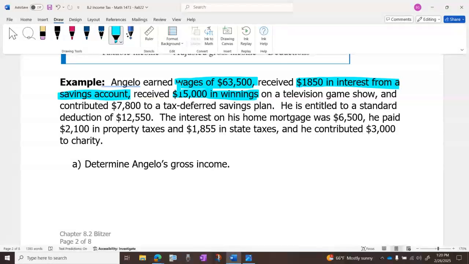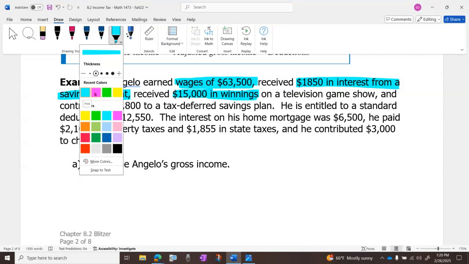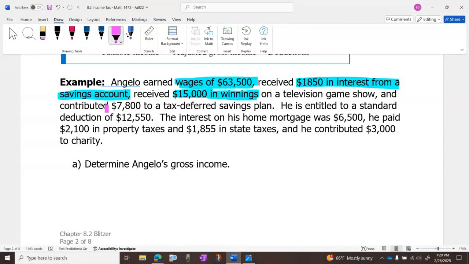And contributed $7,800 to a tax deferred savings plan. Okay, let me highlight this in pink. That is an adjustment. That is not his income. So we can pause here. The rest of the information is related to his deduction. We have all the information highlighted in blue to calculate Angelo's gross income.